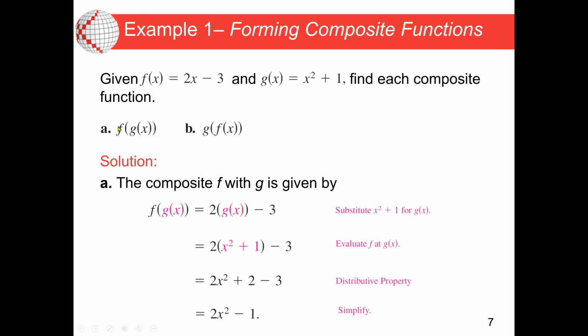So again, here we are looking for f composite g of x. So the g of x output will be the input for f of x. Again, g of x is our inner function. So this means the function f of x equal to 2x minus 3. Anywhere I see x, I'm going to replace it with g of x, because g of x is the input to f of x. So here we get 2 times g of x minus 3. Since g of x is x squared plus 1, we substitute g of x with x squared plus 1. Then we simplify the equation.